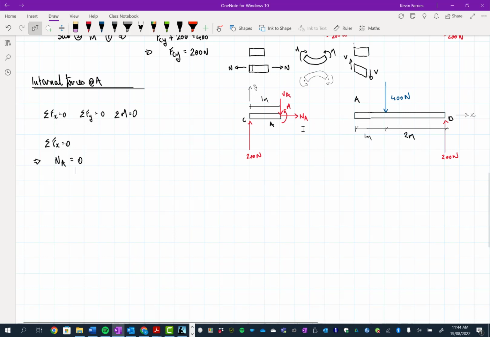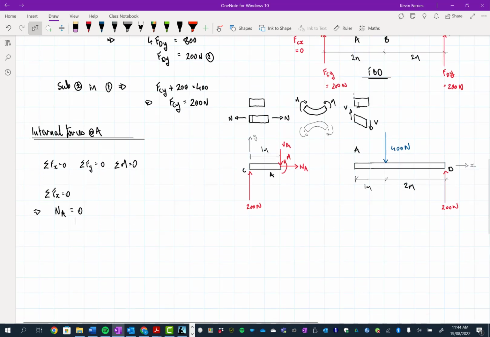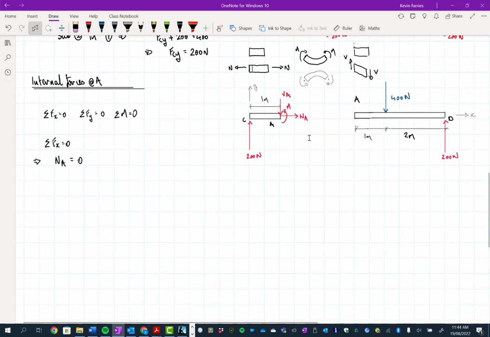So we know that there's no axial force on this beam. That makes sense because there's only a force down the way. There's nothing pulling it or pushing it. So the axial force is equal to 0. Let's take the next one. The sum of the y components must also be equal to 0. So what does that mean?